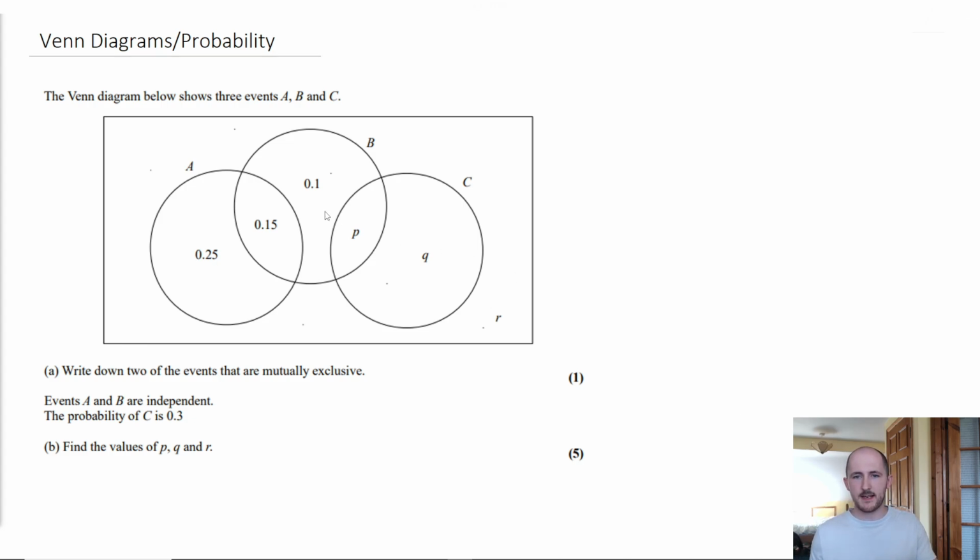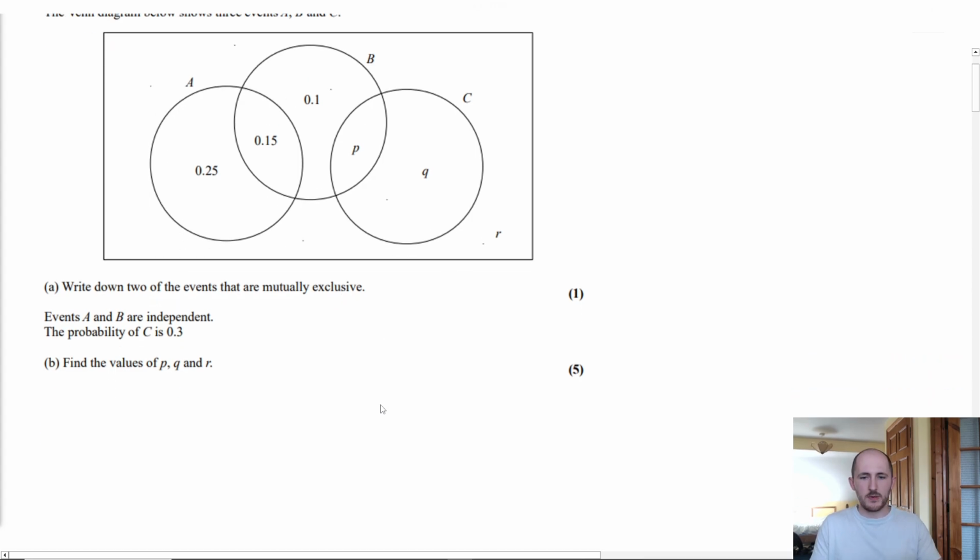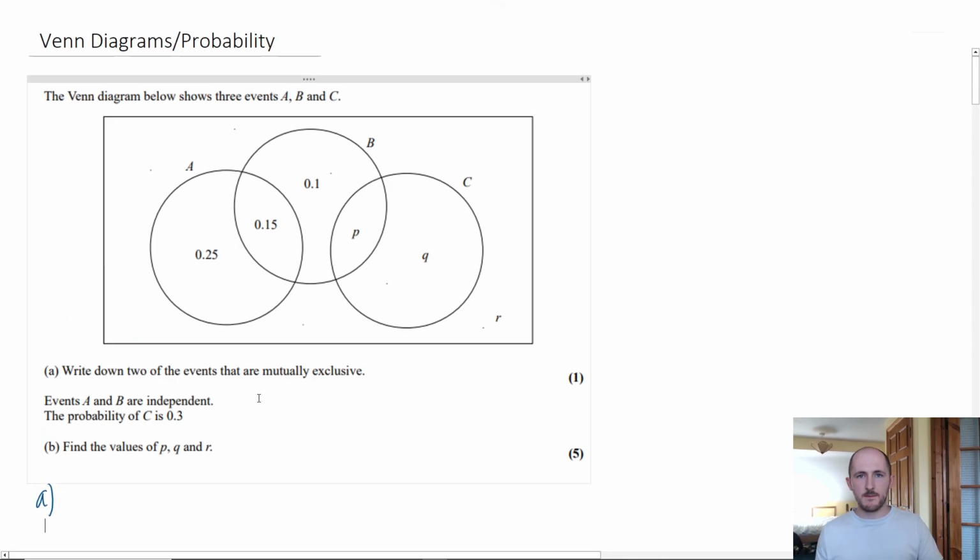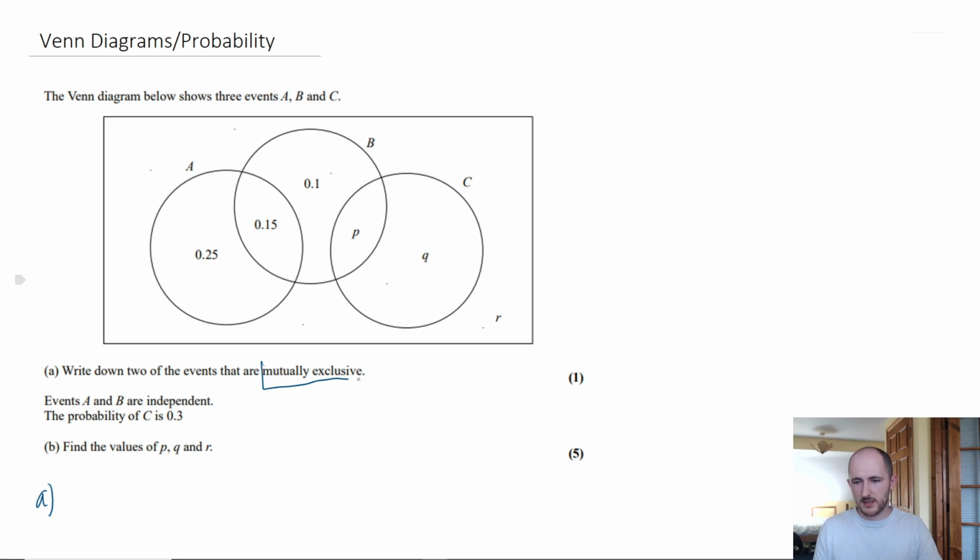Now, let's get started. So we have the Venn diagram below shows three events, A, B, and C. And it says, write down two of the events that are mutually exclusive. So first of all, we should probably discuss what mutually exclusive means. So mutually exclusive simply means that they both cannot happen at the same time. So just put a box around here just so you have the definition. Cannot happen at the same time.